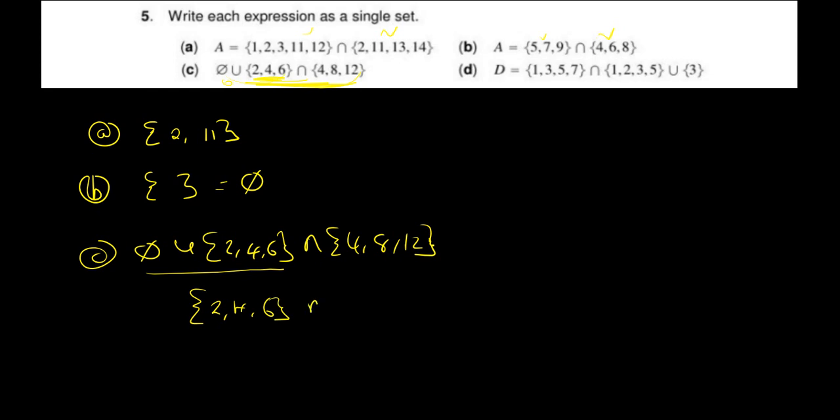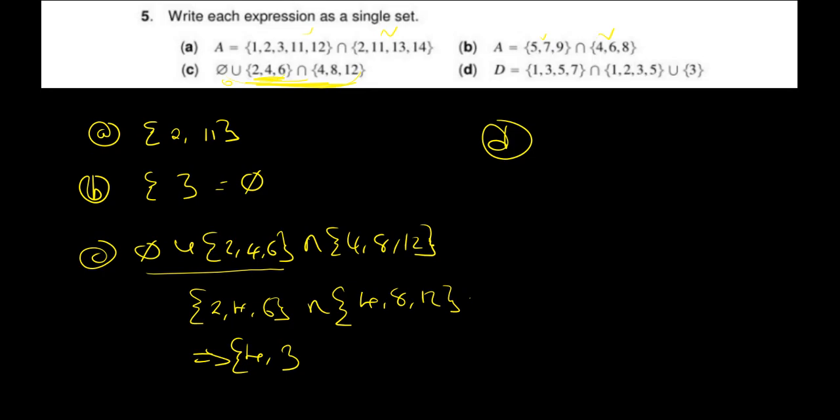Now intersecting these two, 4, 8, 12. So what will be the final answer? We have 4 there, so we can intersect 4. What else? There's only 4 which is found in this intersection. So we are done with that. Then we go to D. So we are saying intersecting everything, then uniting with D.